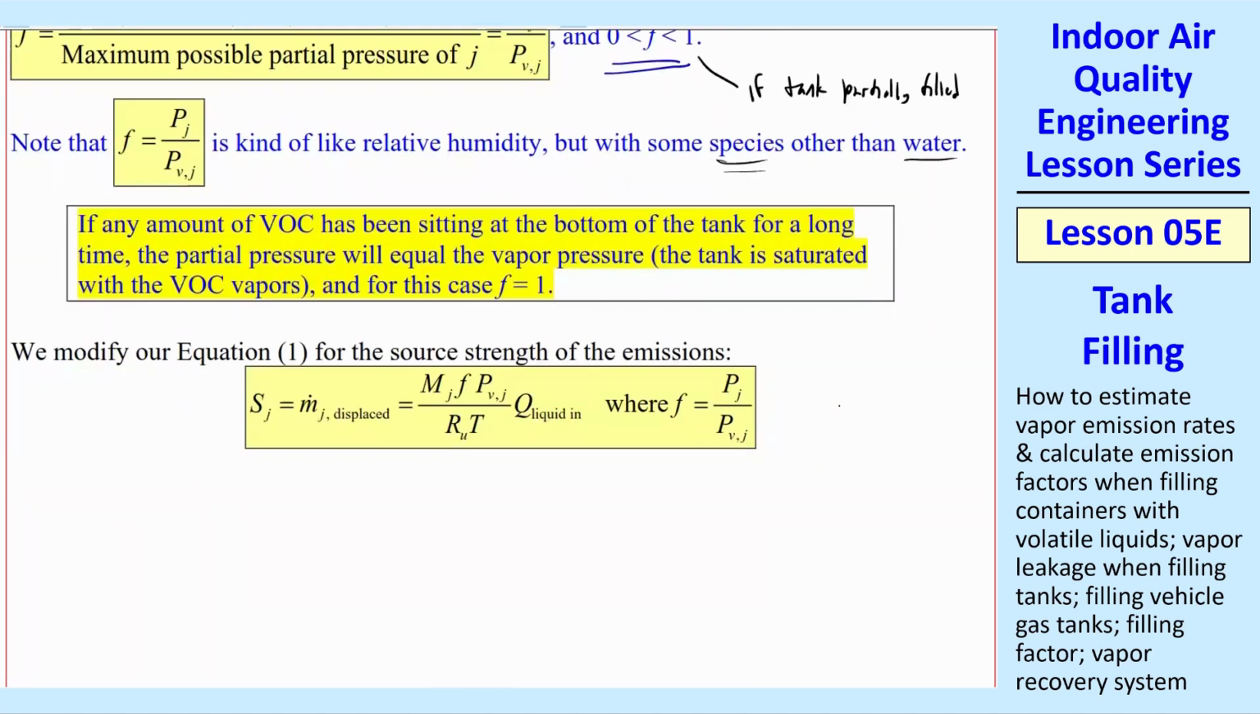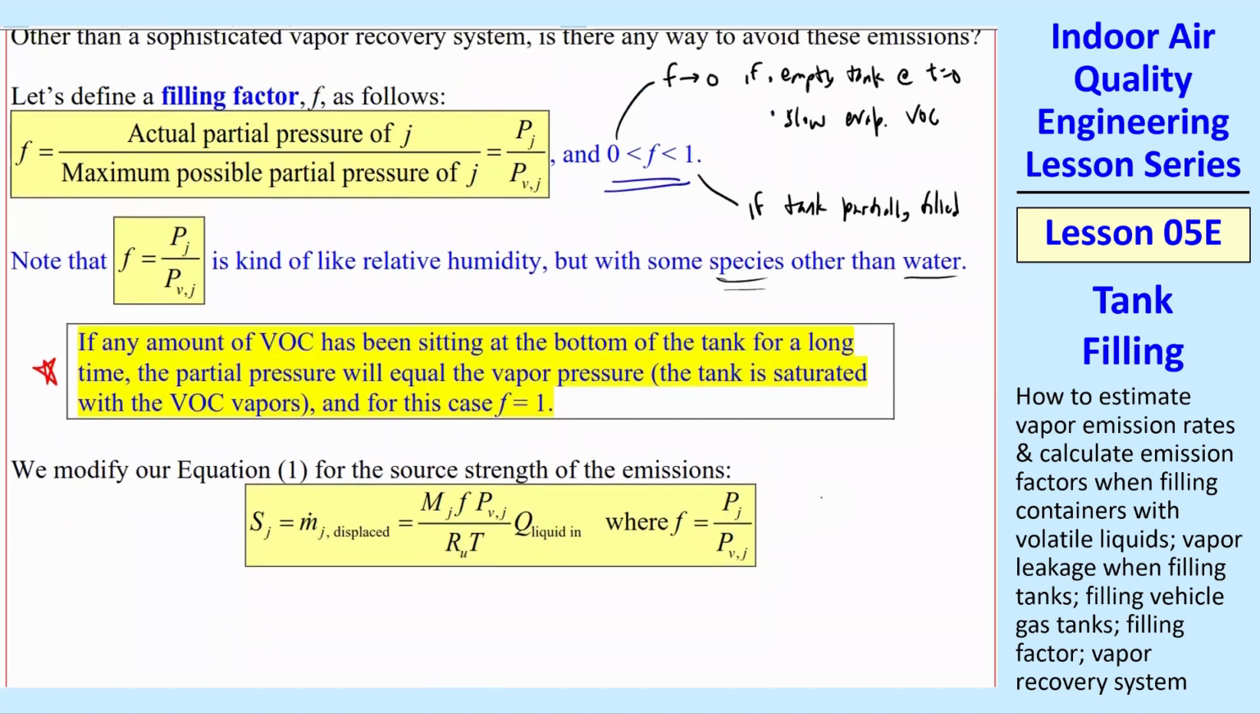Here's the point then: if any amount of the VOC has been sitting at the bottom of the tank for a long time, partial pressure will equal the vapor pressure, and then F is 1, and there's really nothing you can do about that. You have already evaporated all the VOC into vapor that you're going to, and it's going to have to come out. So unless you have a vapor recovery system, that is going to go into the atmosphere.